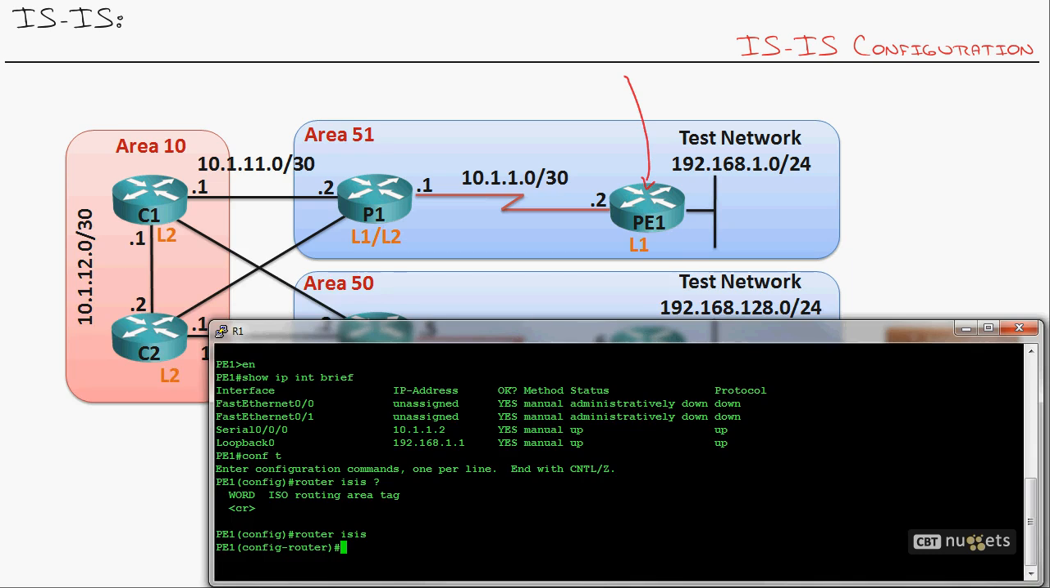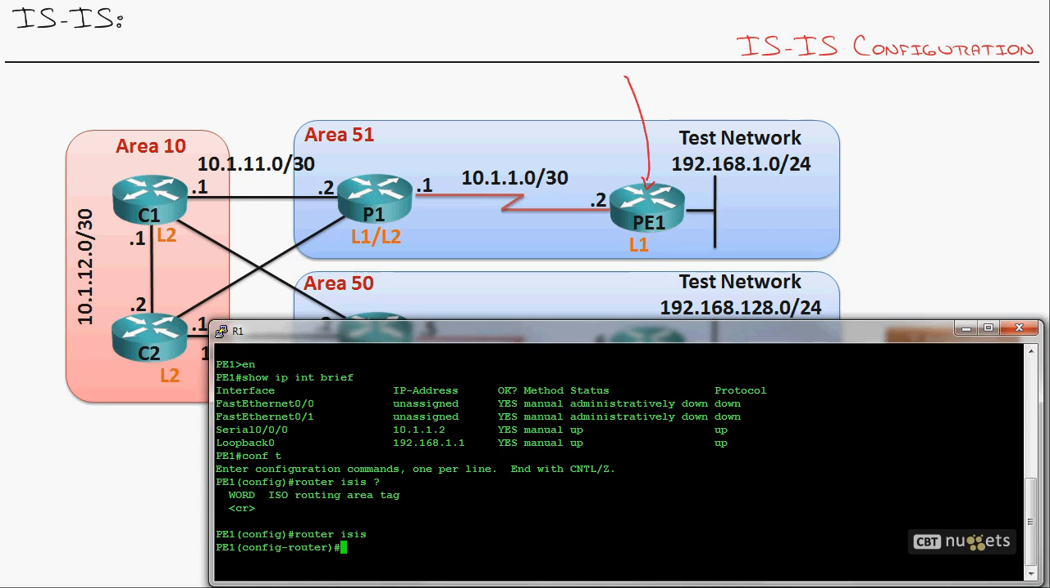But for the most part, if you're just running ISIS on the router as a whole, just one tag works fine, and we'll call it a null tag, a blank tag that's coming in here. Now we come to our first major task. It is to assign the NSAP address.